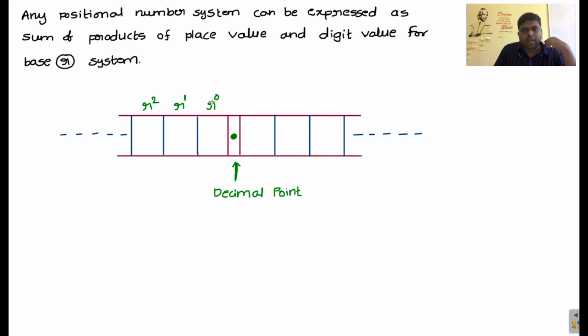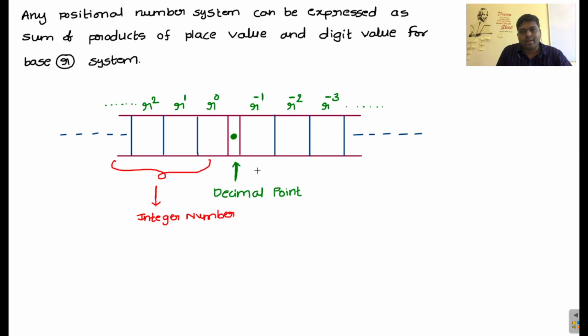Okay, and here, that means the right side of the decimal point. So this is completely the left side of the decimal point, and this one is the right side. That is R power minus 1, R power minus 2, R power minus 3, and so on. The left side of the decimal point, this entire number, is called the integer number, and the right side of the decimal point is called the fractional number. This is your number representation.